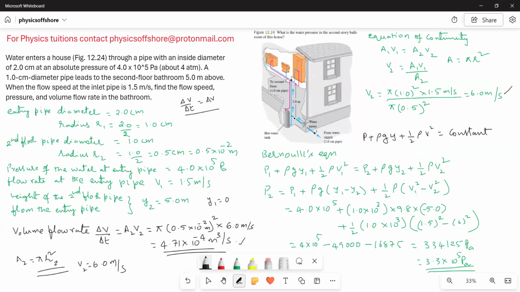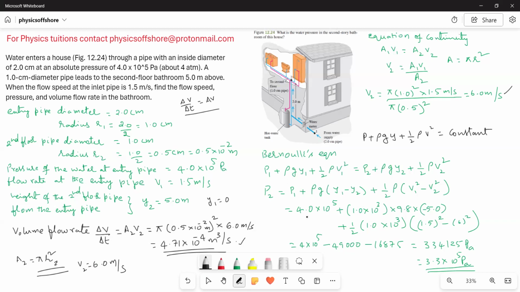And then V is the velocity, and P is the pressure. So this can be rewritten as P1 plus rho g y1 plus half rho v1 square is equal to P2 plus rho g y2 plus half rho v2 square. And then rearranging the equation, because I have to find out the pressure at the second floor. Let us consider suffix 1 is at the ground, and suffix 2 is at the second floor. Okay, now it is clear, no? So the pressure at the second floor, rearranging the equation, I get this equation.